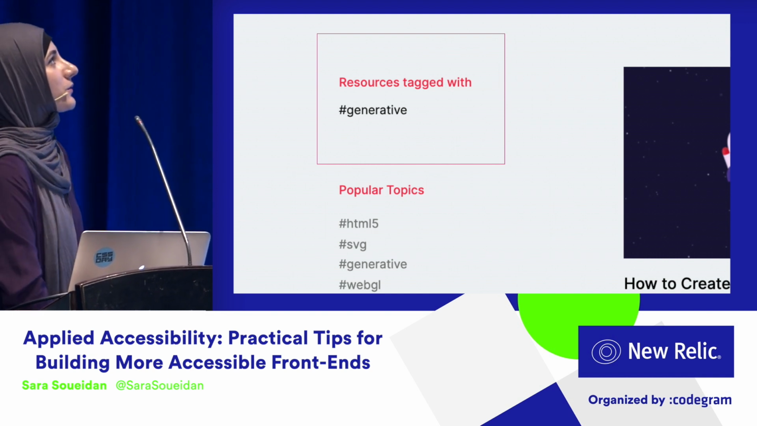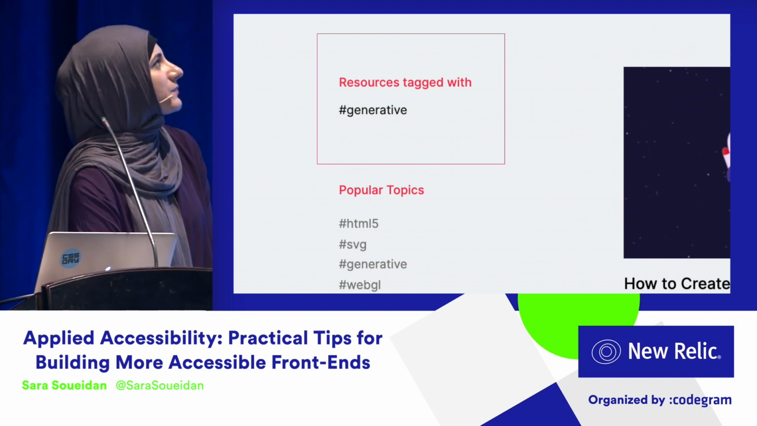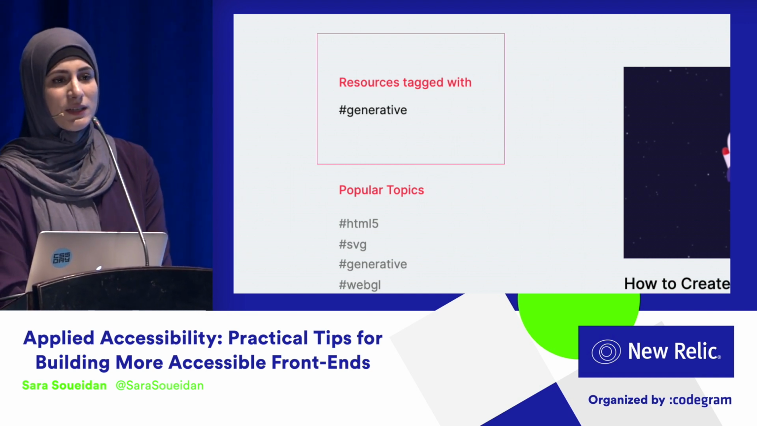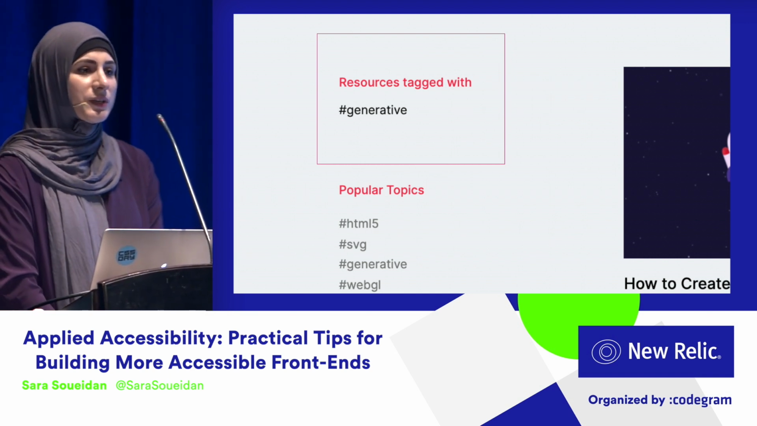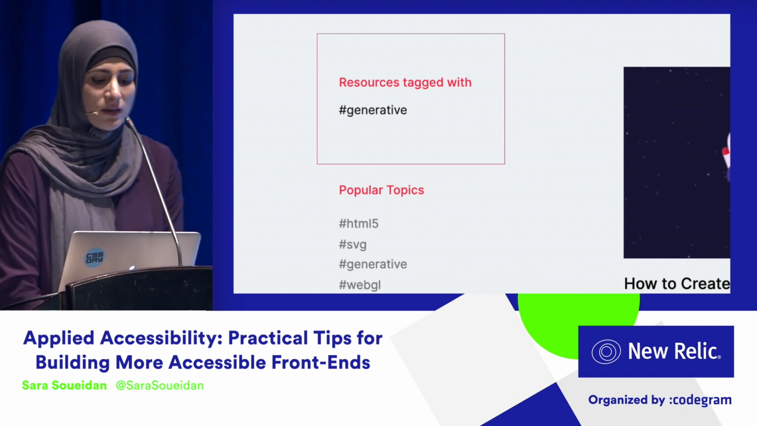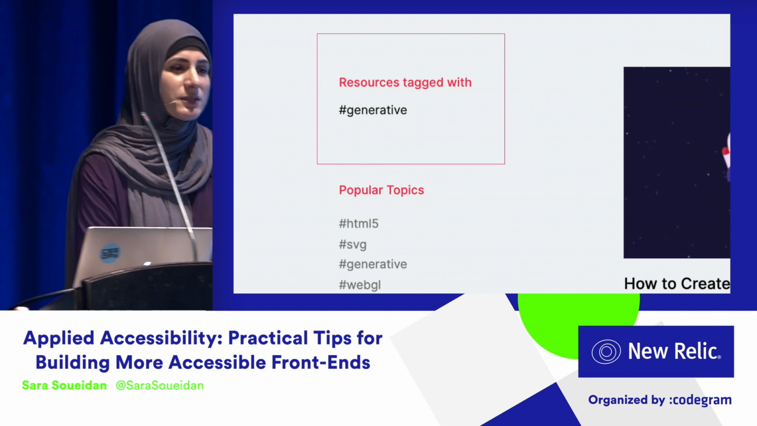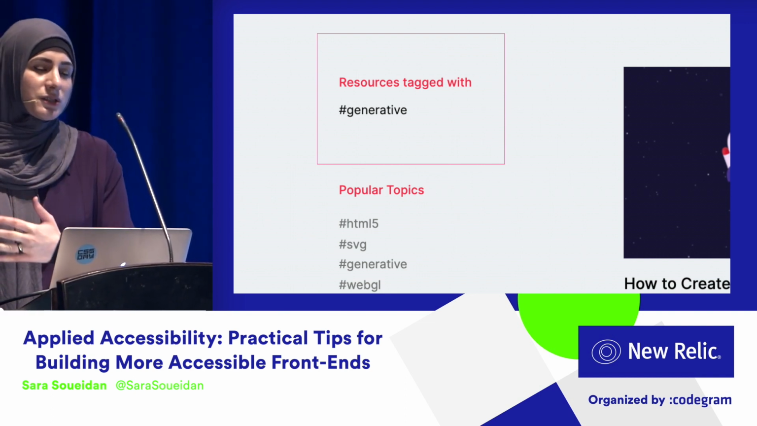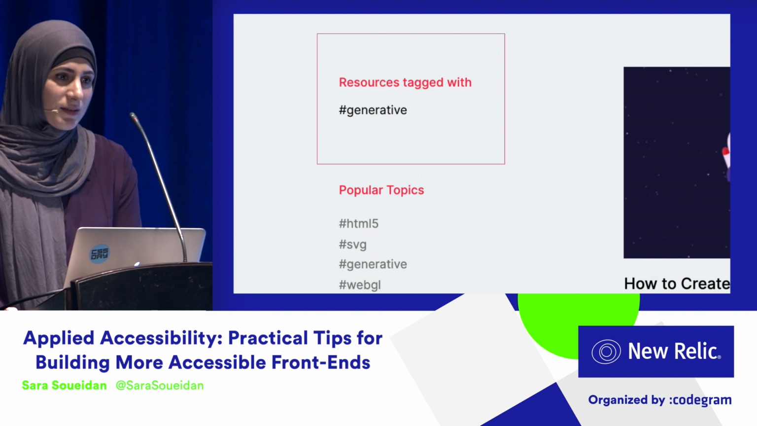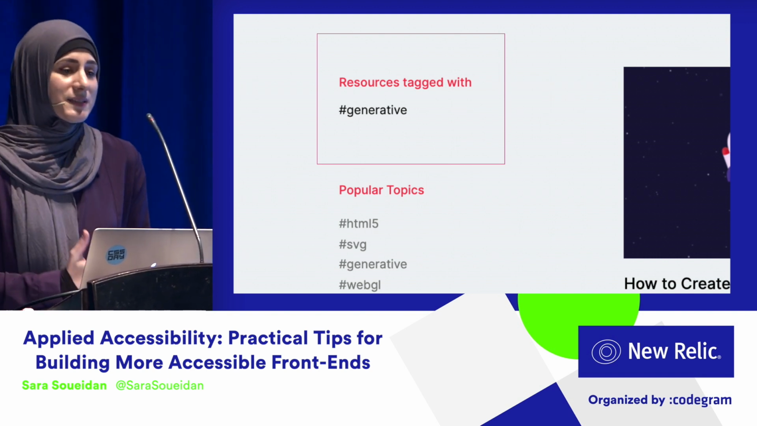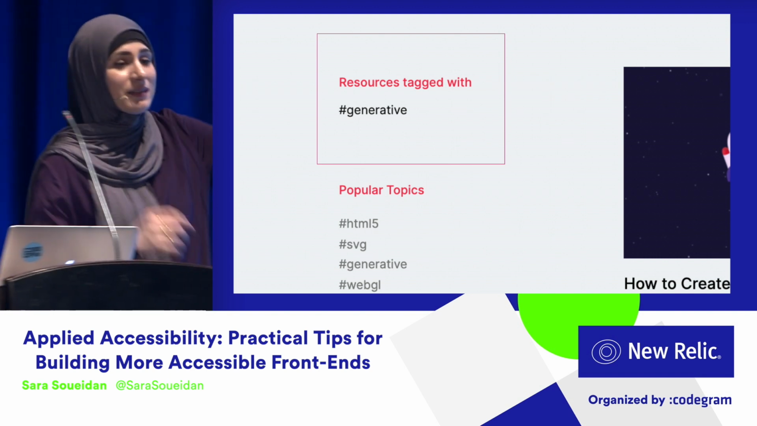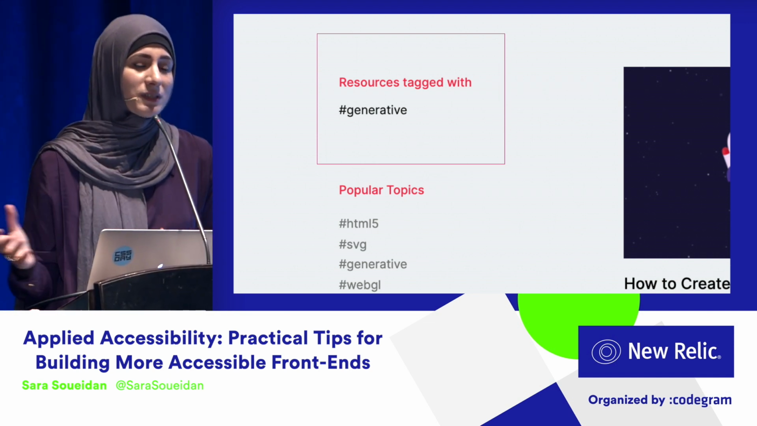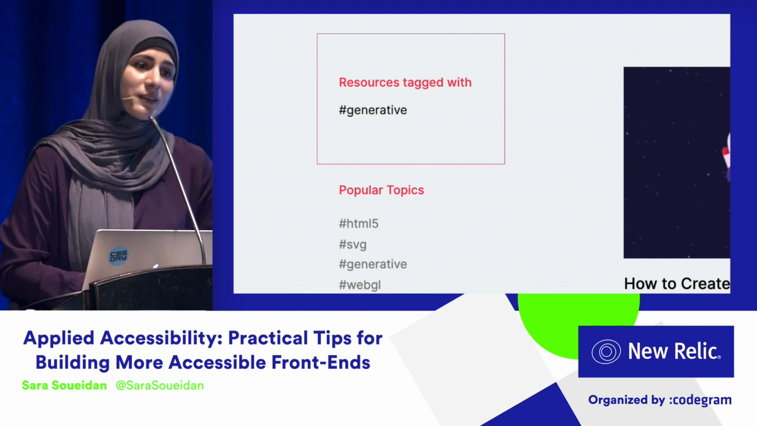So that was the first issue. The second issue was, OK, so now I have a heading that makes more sense, but what is it a heading for? I have my sidebar. It has a heading that says resources tagged with generative, and then another heading that says popular topics with a list of hashtags. That doesn't make sense. And my main section still doesn't have a heading. But a sighted user knows that this heading in the sidebar is the heading of the entire page. It's the heading of the main section. It is what defines what those articles are.